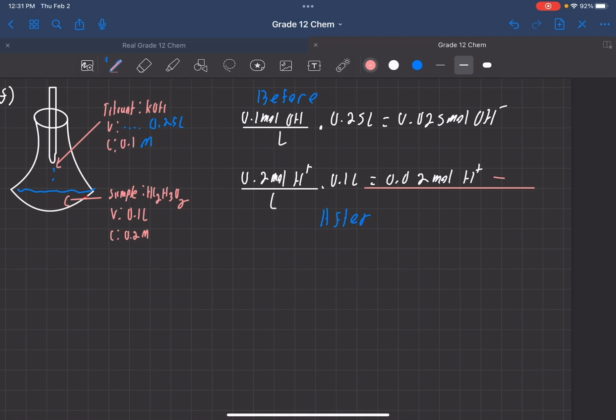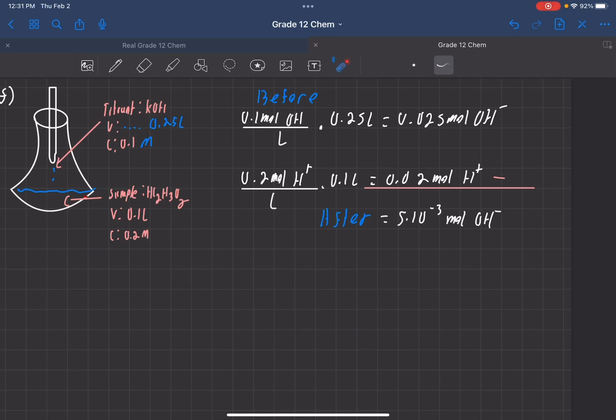So this is going to be the first time we're working with more hydroxide rather than hydronium before the titration. So 0.025 moles of hydroxide minus 0.02 moles of hydronium ends up equaling 5 times 10 to the negative 3 moles of hydroxide.